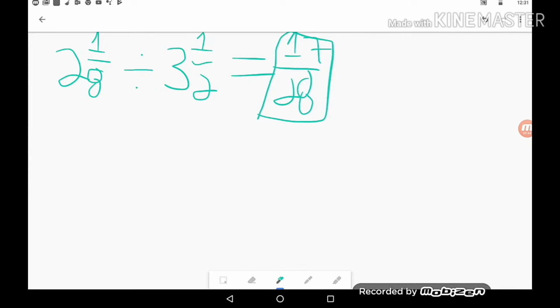Well, before I go into that keep, change, flip thing, let me just state that whenever you are converting a mixed number to its improper form, multiply the denominator by its whole number, adding the numerator. So with that being stated, 2 and 1/8 becomes 17/8.